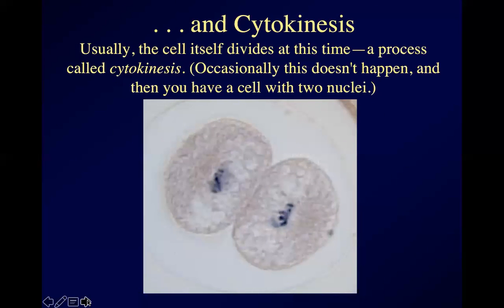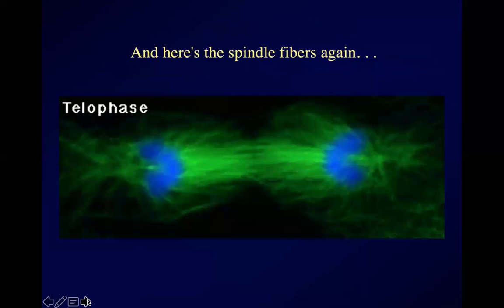But usually, every case I can think of in humans, telophase and cytokinesis happen together, and telophase is the end of the division of the nucleus. Cytokinesis divides the entire cell. And there's what the spindle fibers look like at telophase. The chromosomes clump together to form new nuclei, and then the spindle fibers disappear.